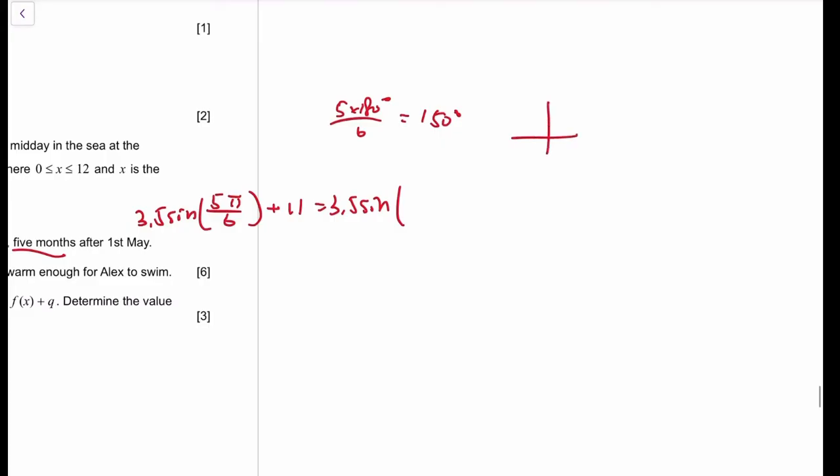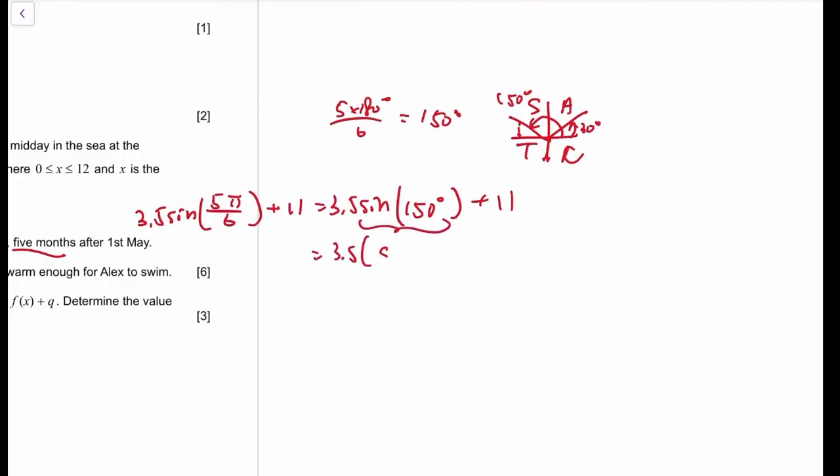So we need to know from CAST that 150 is in quadrant 2. Right, it's like this angle is 150, so this would be 30. So it is corresponding to the reference angle of 30. CAST: 150 is in the S quadrant, so it's positive. So sine 150 must have been positive sine 30. Sine 30 from special angles is half, so it's 3.5 times half plus 11.